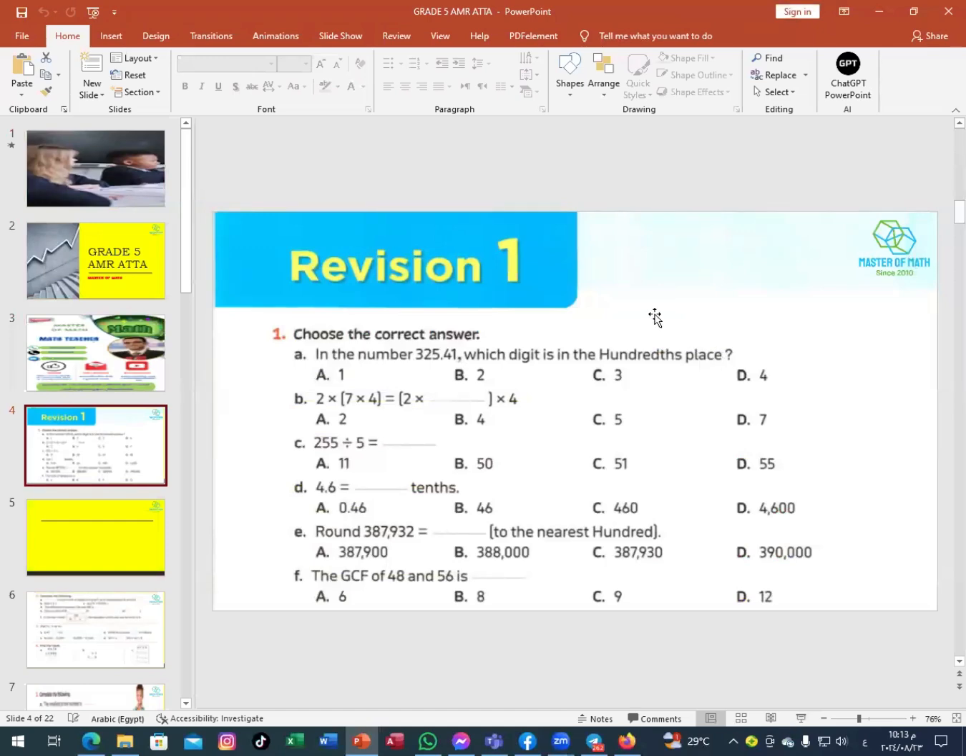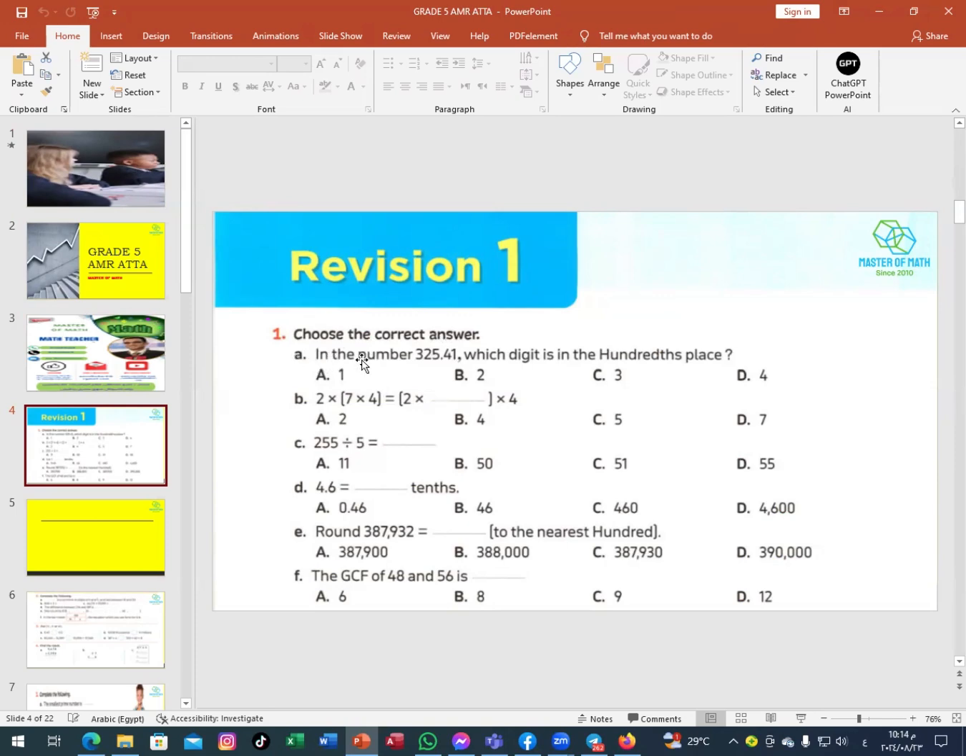Let's start with a revision lesson to remember our previous information about grade 4 and grade 3 and everything. Okay, let's start with the choose questions. Choose the correct answer.